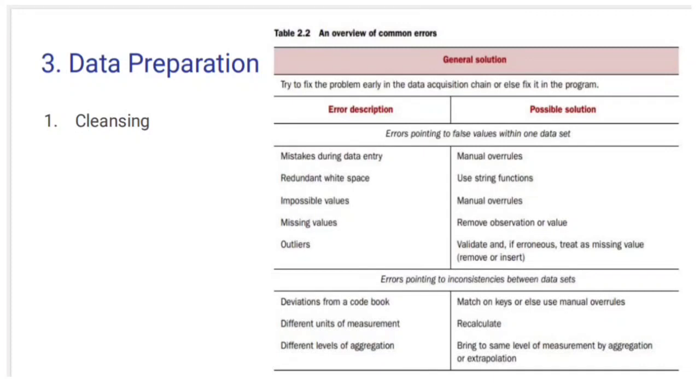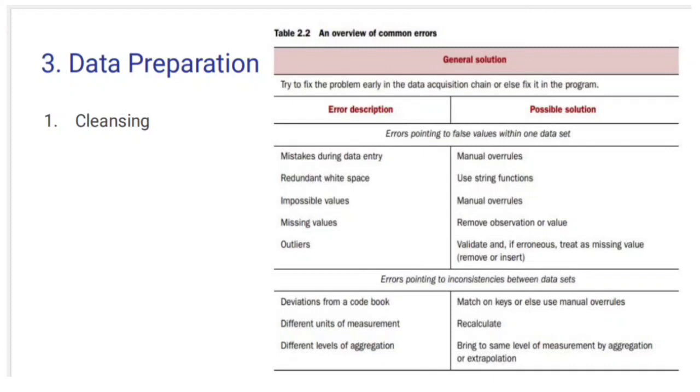So next one, redundant white space. For example, we have the name Arun. In between the spelling of Arun, spaces may be added. So these kinds of errors are called redundant white space errors. Next one, impossible values. For example, the weight of a person is not exceeding the value of 100 or 800. So these weights should not go greater than 100. These kinds of errors are called errors pointing to false values within one data set.